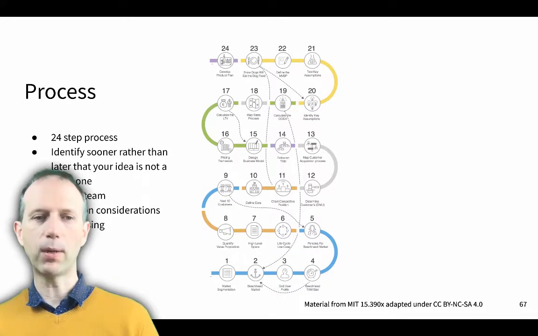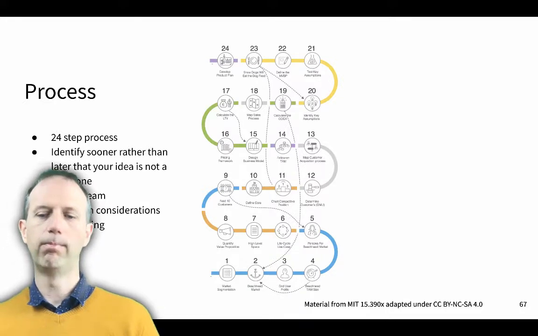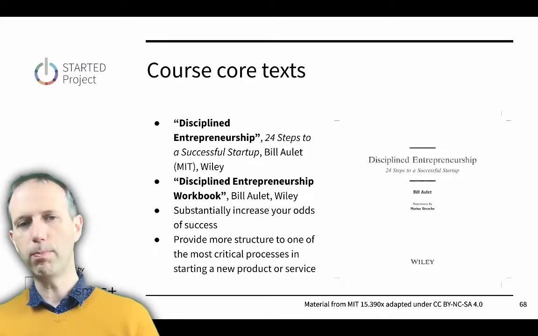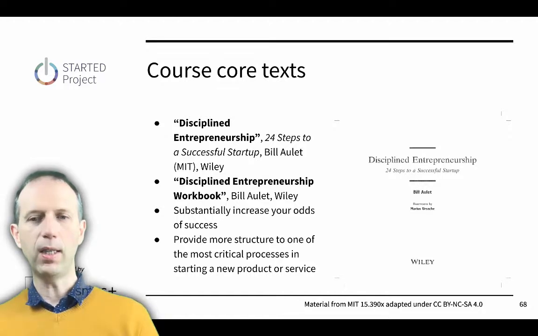We've talked about the important parts here in terms of building the team, execution, and scaling, which a lot of this comes from making sure that you not just think about one market, but you can think about follow-on markets as well. So I've mentioned the core texts, Disciplined Entrepreneurship by Bill Aulett, and then the follow-up book, the Disciplined Entrepreneurship Workbook, also by Bill Aulett. These books can really help increase your odds of success and give you structure in terms of what you need to create a new product or service.